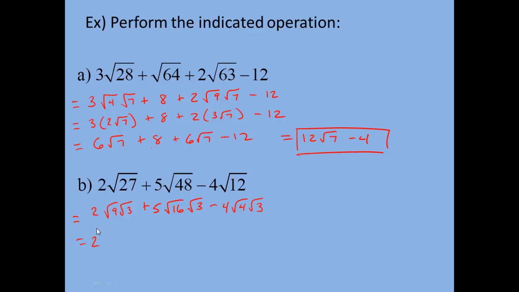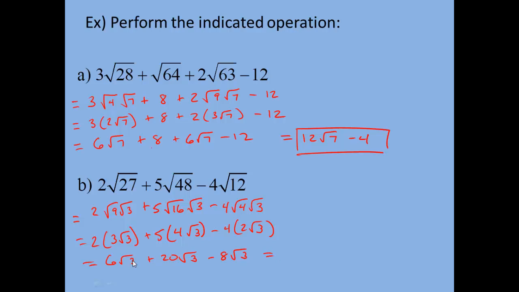And now we'll simplify these. So it's going to be 2 times, radical 9 becomes 3, so it's 3 square root 3, plus 5 times radical 16 becomes 4, square root 3. And then we have minus 4 times square root of 4 becomes 2 square root 3. So multiplying these together, 2 times 3 gives us 6 radical 3, plus 5 times 4 gives us 20 radical 3, minus 4 times 2 gives us 8 radical 3.